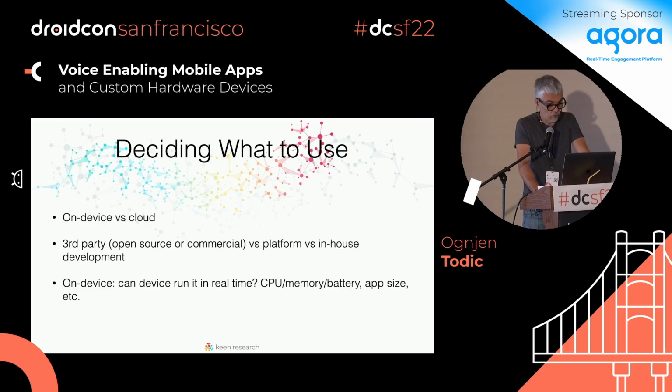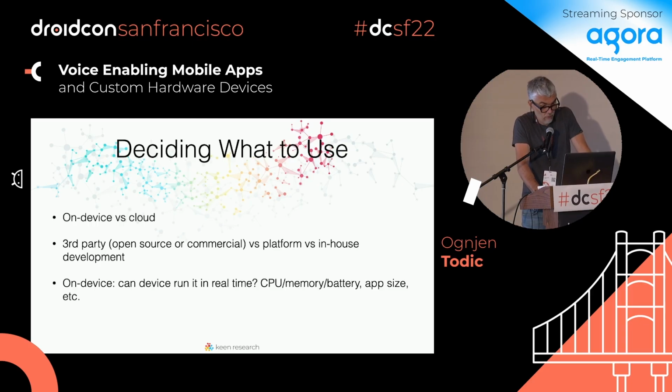I already covered a little bit about on-device versus cloud. And I'm mainly focusing here on speech recognition, by the way. But there's third-party solutions like ours. There's some open source solutions. There's platform solutions on some platforms. And maybe you're big enough and this is strategic to you and you want to build it in-house, right? So these are big decisions to make.